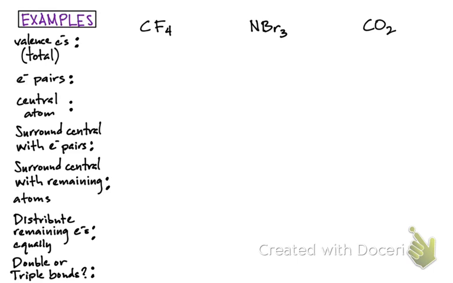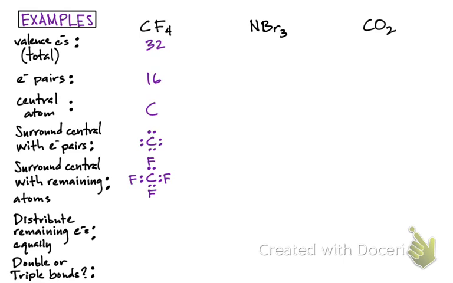So for CF4, carbon tetrafluoride, we have a total of 32 valence electrons, 4 from carbon and 7 for each fluorine. Divide that by 2 and we get the total number of electron pairs, which in this case is 16. Carbon will be the central atom, and so we're going to surround the central atom with 4 electron pairs in order to satisfy the octet rule.